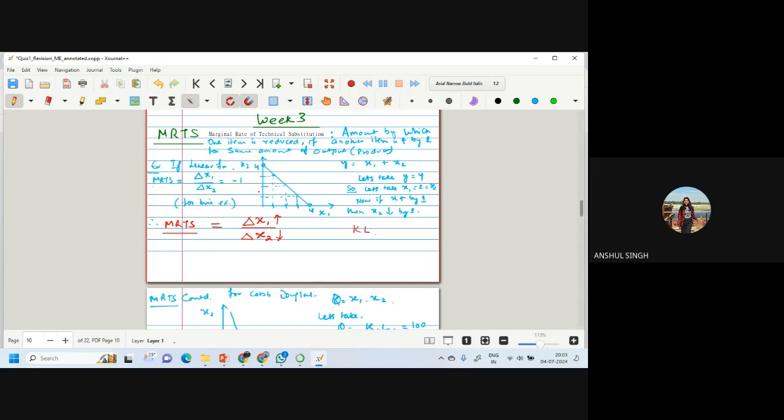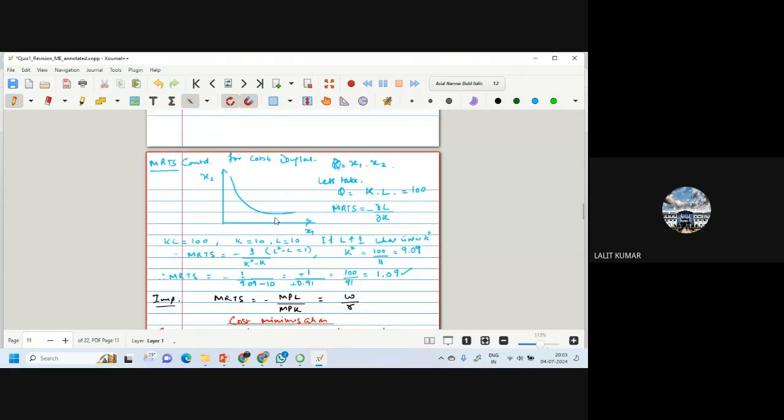Because income is fixed, we saw in KL that for the same product, if I reduce labor, I have to increase the capital. If I increase the capital, like that. Then they have covered MRTS for the Cobb Douglas. So that we know Q is equal to KL. So MRTS is minus delta L by delta K. So this is the formula for that Cobb Douglas. Delta x1, delta x2 is for linear, no?